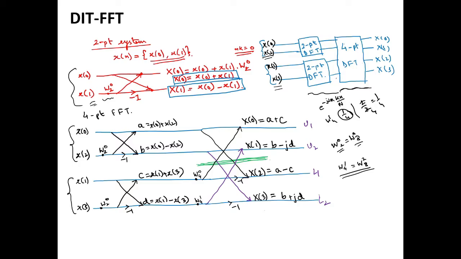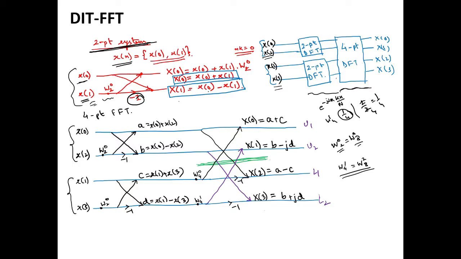Now in DIT FFT, I already told you we have this butterfly architecture. Let us take an example of the 2-point system. In a 2-point system, we have x[n] equals x0, x1. If you decimate it, it will be the same. So we have x0, x1, then this butterfly architecture. This is W_2^0, which is nothing but 1. So we get capital X0 equal to x0 plus x1 multiplied by W_2^0, so X0 equals x0 plus x1. Whereas capital X1 equals x0 minus x1, because there is a -1 multiplier. So this is a 2-point FFT.